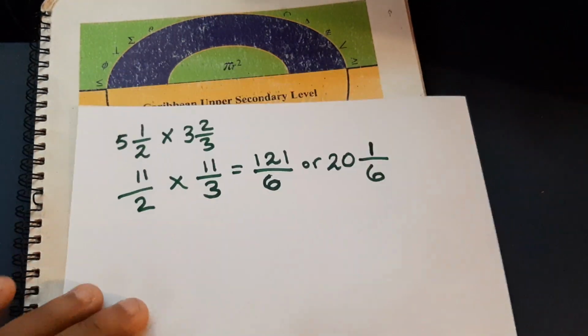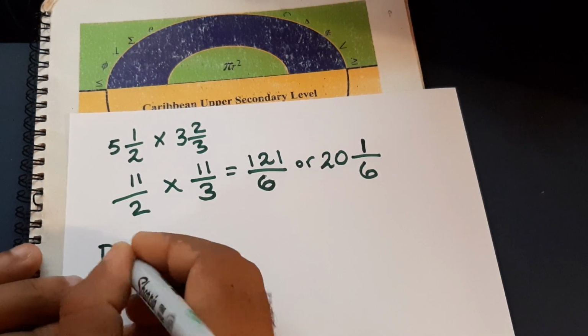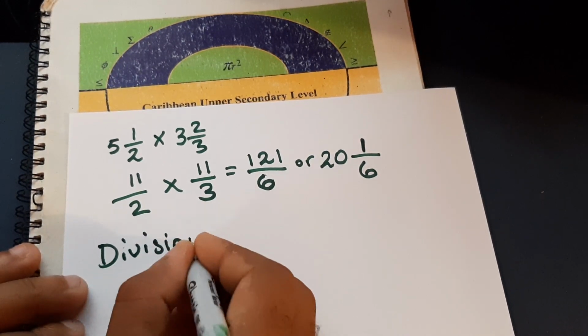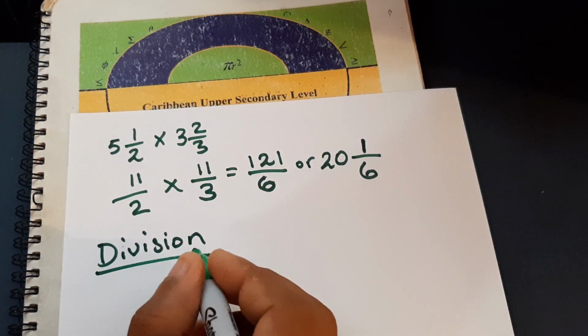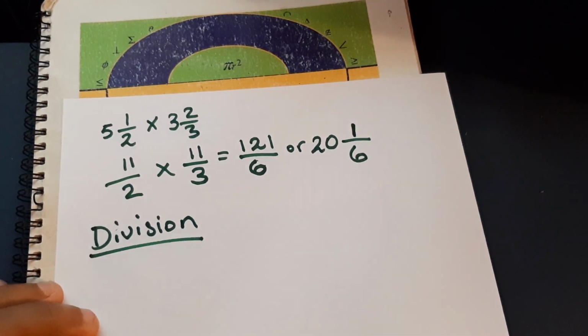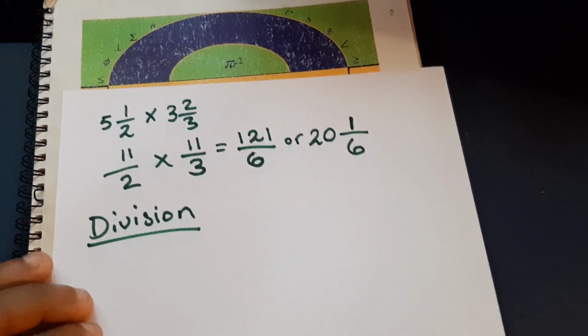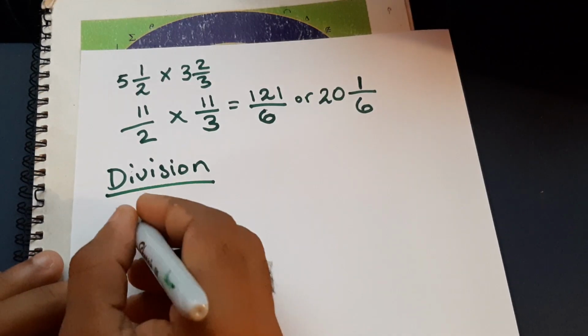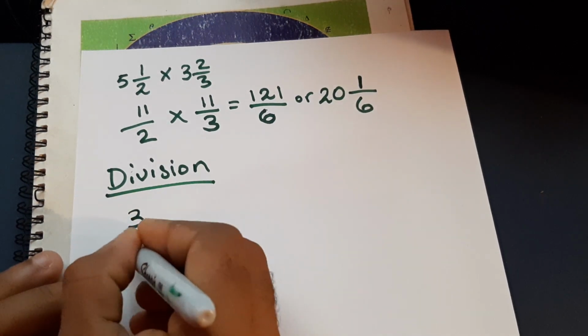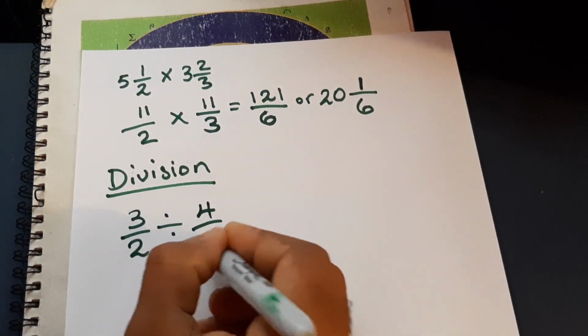So let's move on to division now. Just like how we had addition being the opposite of minus or subtraction, multiplication and division, they are also the opposite of each other and they go hand in hand. So let's work a division question. So let's say we had, for example, 3 over 2 divided by 4 over 3.